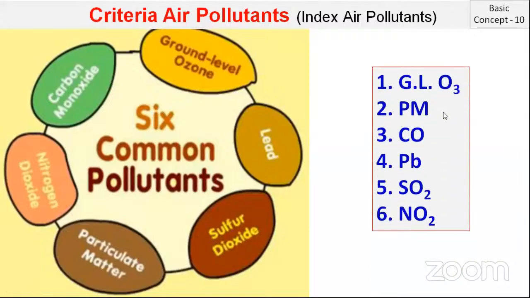So ground level ozone, particulate matter, carbon monoxide, lead, sulfur dioxide, and oxides of nitrogen are very, very common, encountered everywhere in all regions of the earth. That is the reason why they are considered index air pollutants, criteria air pollutants. Suppose tomorrow you put up a project on air pollution, you will have to choose 1 or 2 or all 6 for your measurement, and then go ahead in delineating whether that particular environment is clean or unclean, polluted or unpolluted. That is the concept of criteria air pollutants.